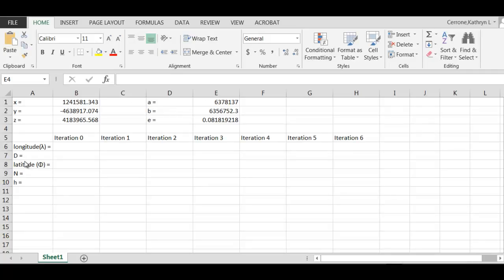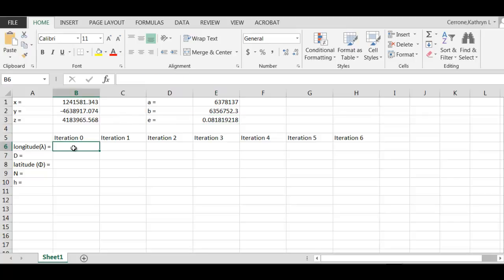It's not necessary, but it is best to use some kind of software, especially a spreadsheet, to do some of these calculations. Yes, you can do them by hand, but it's just a lot easier if you can do the iterations in some type of spreadsheet or software. If you see here, I already have our x, y, and z coordinates, and I also have our a and our b and our eccentricity calculated from the WGS84 parameters. Those are what we need to do our calculations.